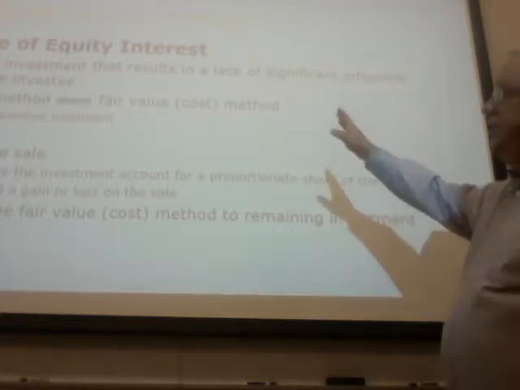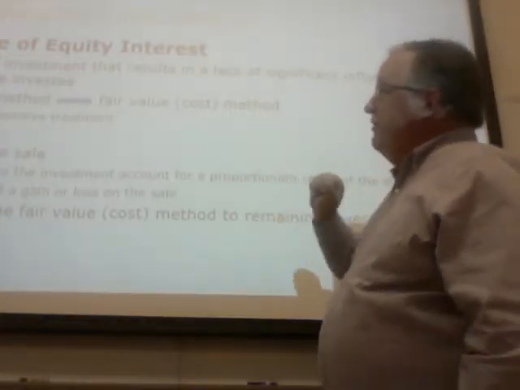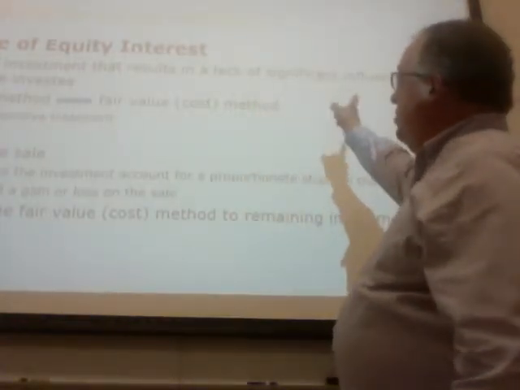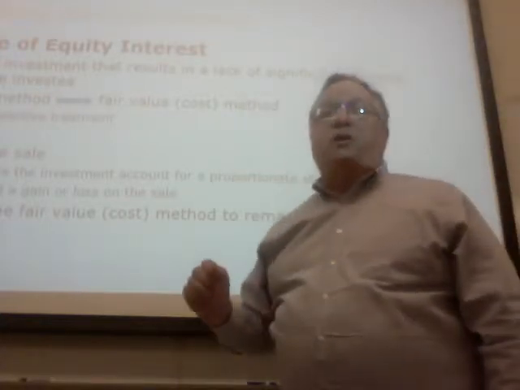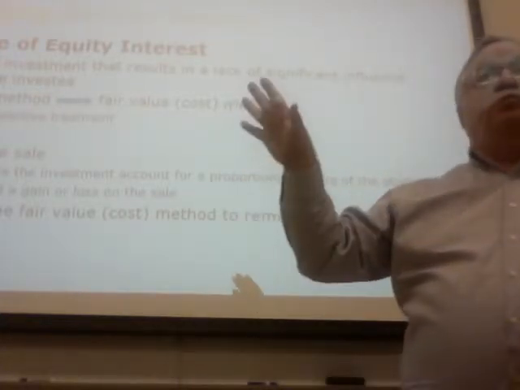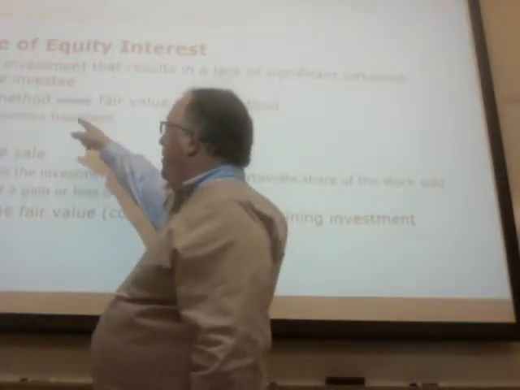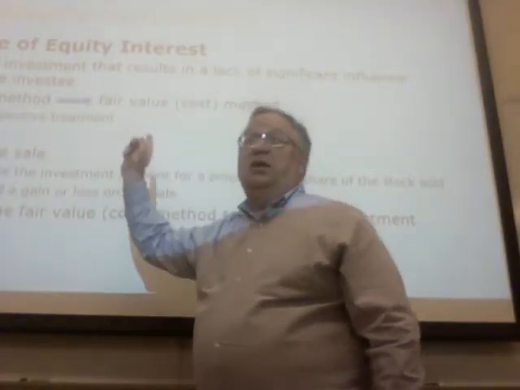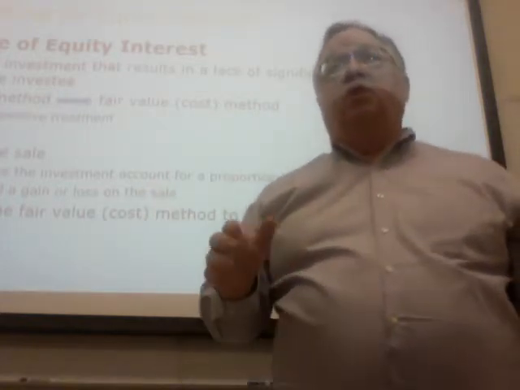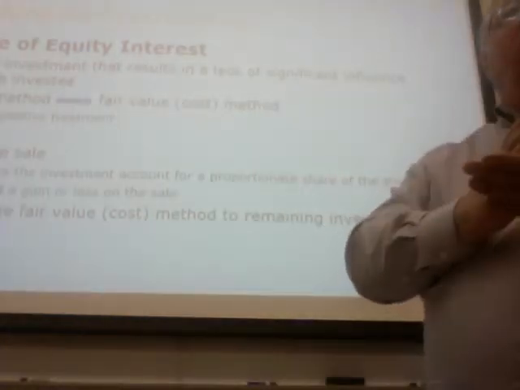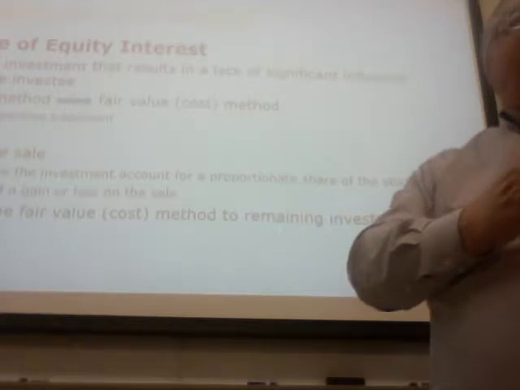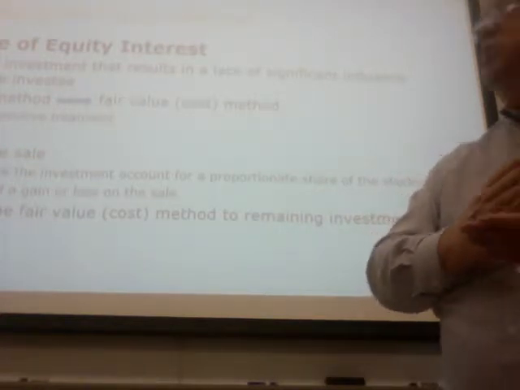Okay, sale of an equity interest. So we have a sale of investment that's going to result in a lack of significant influence over the investee. Let's say we start out at 40%, but we sell 20%. We're going to convert from the equity method to the fair value or cost method, and that's going to be prospective. So we pick that point in time, we make the conversion, and we're done. Our previous equity method entries we do not undo.